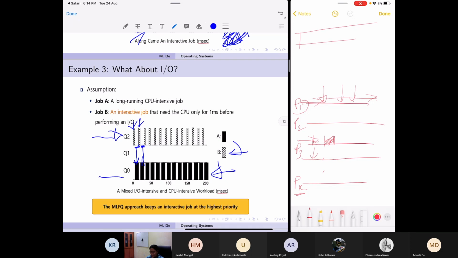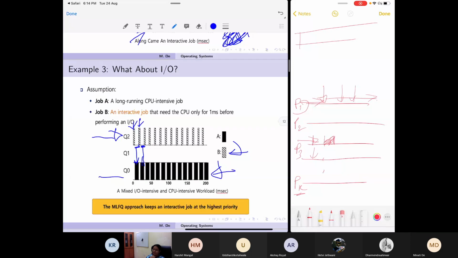Maybe I will give you a hint. If somebody knows the time slice of the highest priority queue, it might happen that I can game the system. If I know that this much amount of time is the time slice of the highest priority queue, right?